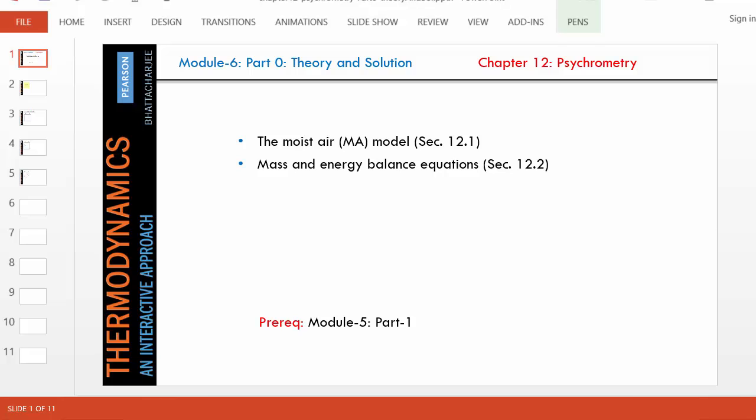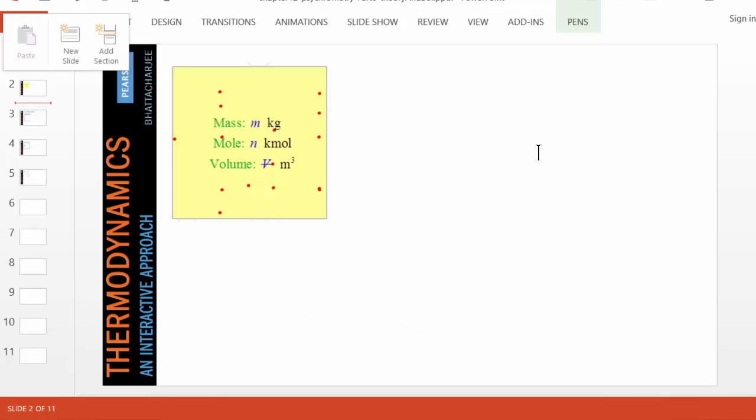It's about psychrometry. The prerequisite for this module is Module 5, Part 1, where we have done mixture of perfect gases; the PG mixture model we have covered there. In sections 12.1 and 12.2 in your book, we'll find the materials that we are going to cover. So let's begin with how we will describe air as a perfect gas mixture.